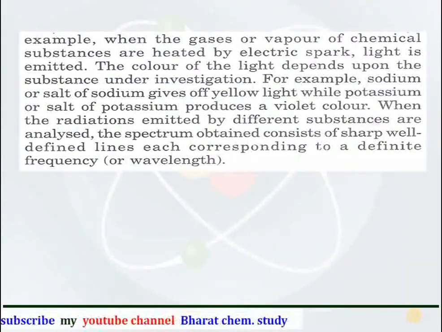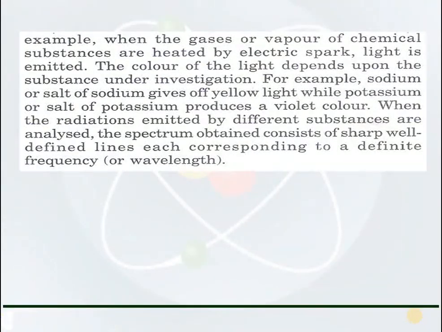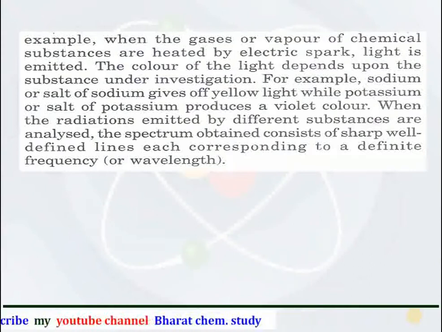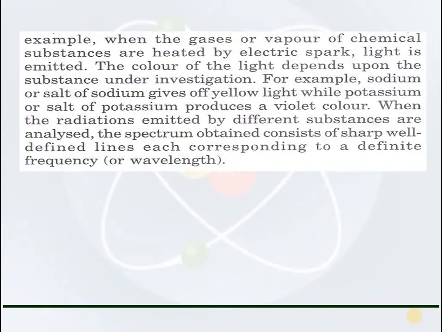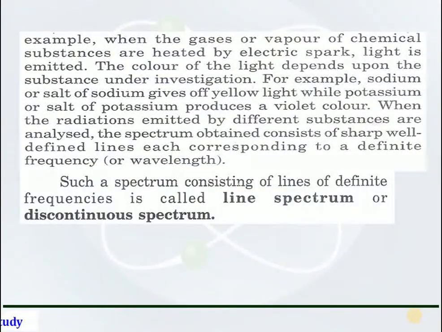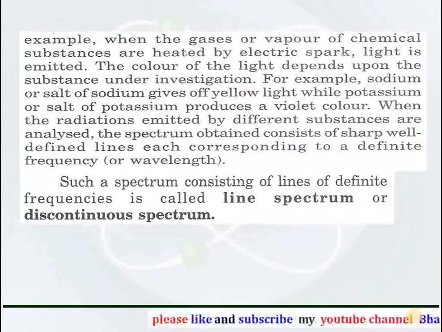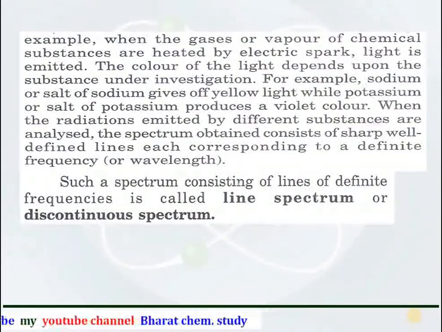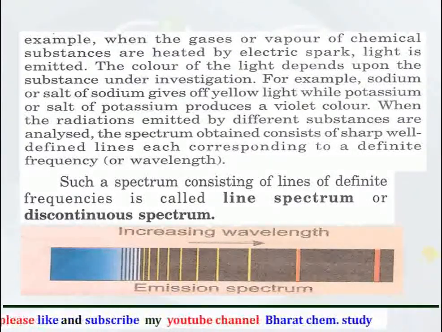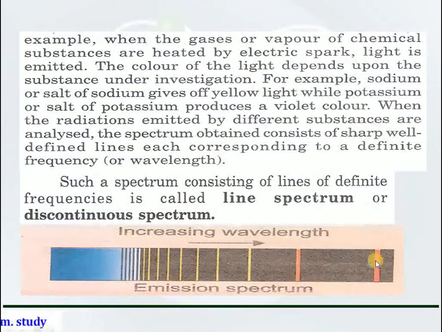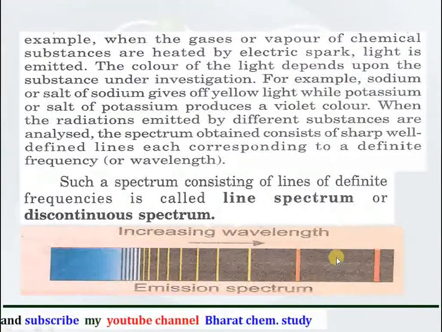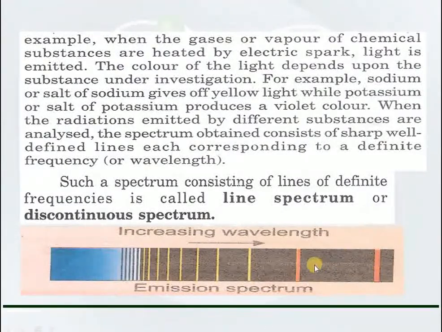When the radiation emitted by different substances is analyzed, the spectrum obtained consists of sharp, well-defined lines, each corresponding to a definite frequency, and is called an emission spectrum because it is obtained from the radiation emitted by the substance. Such a spectrum consists of lines of definite frequency and is called a line spectrum or discontinuous spectrum. For example, it looks like this. Here in this spectrum you can easily identify where a color starts and at what position it ends. That's why these are called discontinuous spectra, because here the colors or bands are separated by dark gaps.